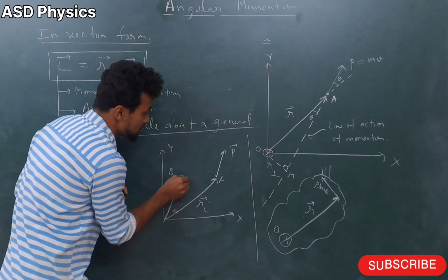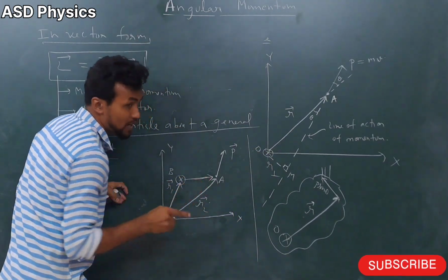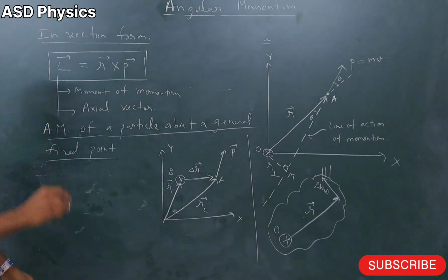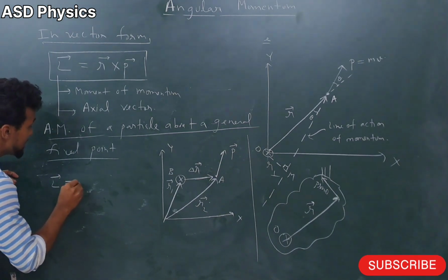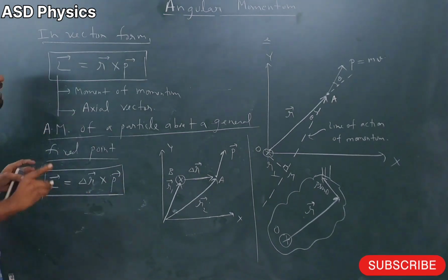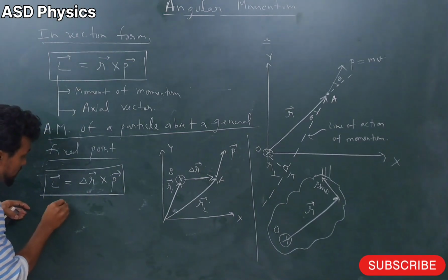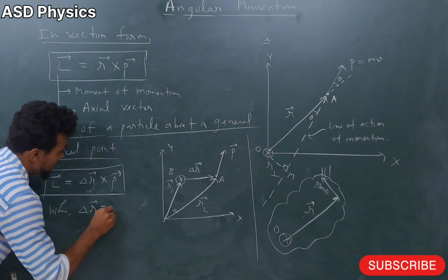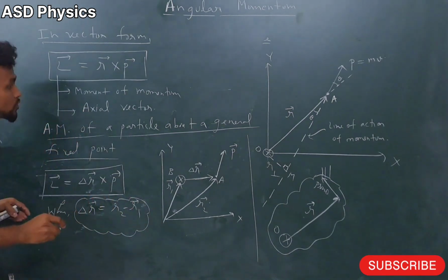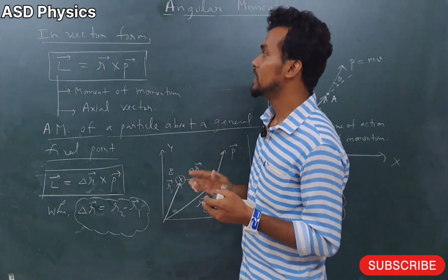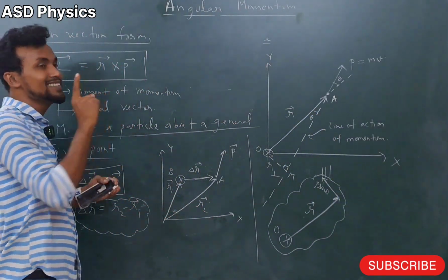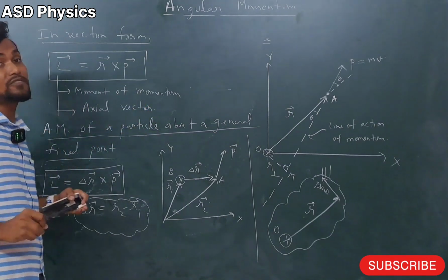Here also, R was the vector from the fixed point to the particle, so here also we have to write one vector, from the fixed point to the particle. This vector is called delta R. So in vector form, L equal to delta R cross P. And what is delta R? Delta R is R2 minus R1. So, dear students, what have we seen? For the angular momentum with the fixed point at the origin, the formula is R cross P. After that, if we take any general fixed point, what is the formula?